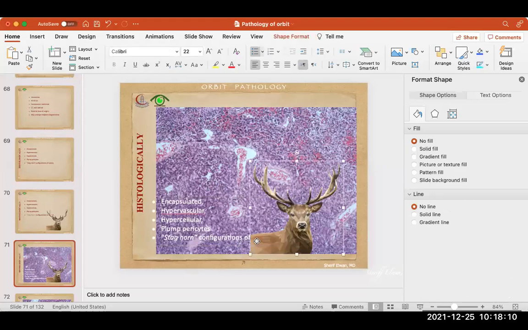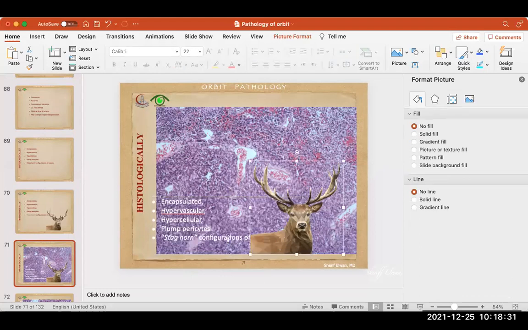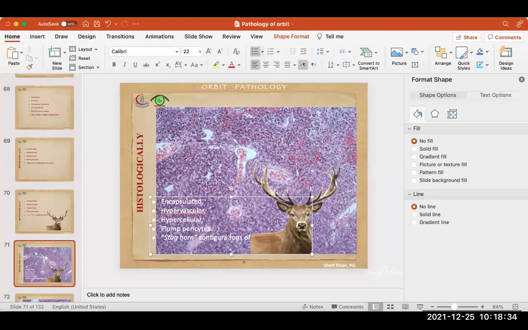Where is the word vessels? There is a word vessels, but it is behind this tag.